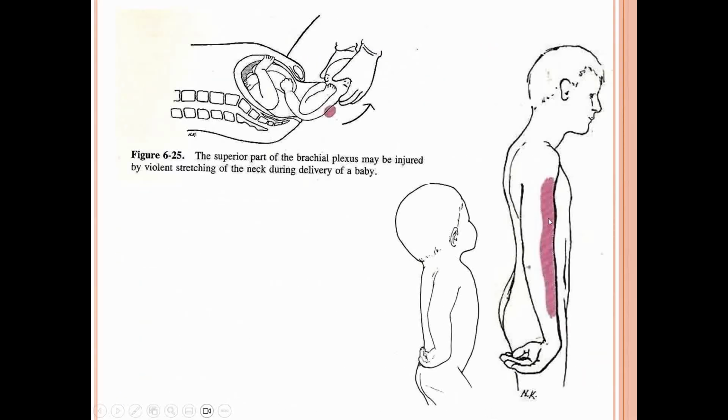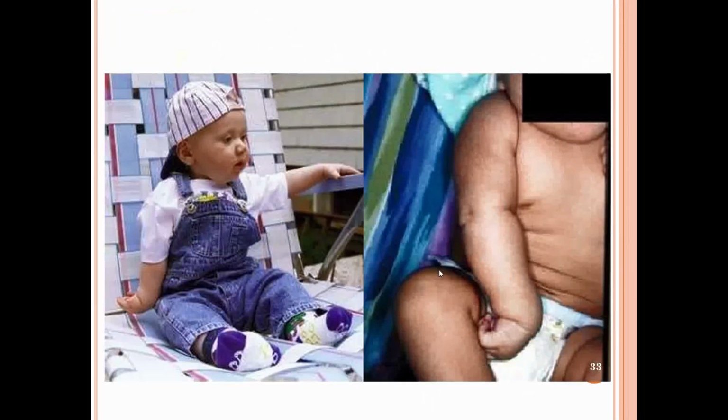So you can see here, these are the features of the policeman tip or waiter's tip deformity in Erb's palsy, upper trunk palsy. You can see here, this is another image showing the upper trunk palsy.